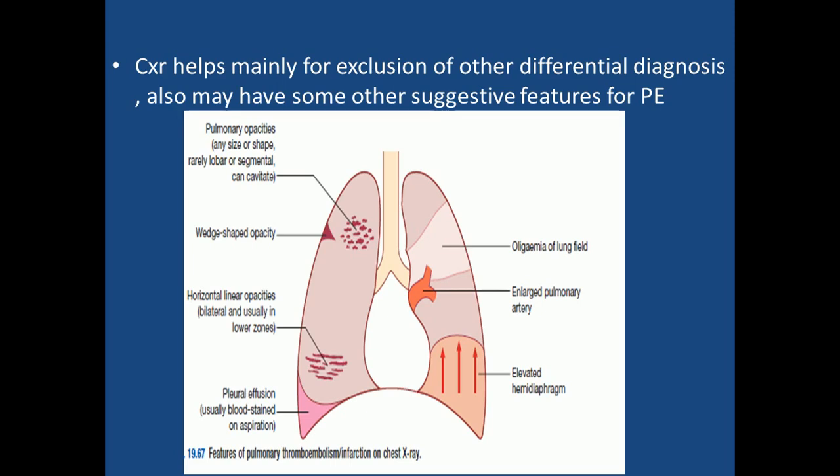What features could we have in a patient with pulmonary embolism? We could have wedge-shaped opacities. We could have pulmonary opacities of different shapes and sizes, horizontal and linear opacities. We could have pleural effusion, elevated hemidiaphragm, enlargement of the main pulmonary artery, and oligemia in the lung field.